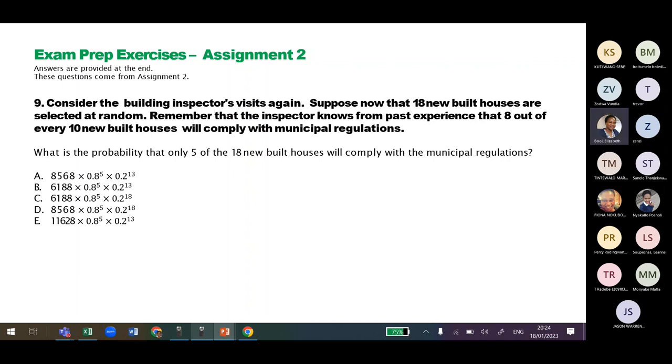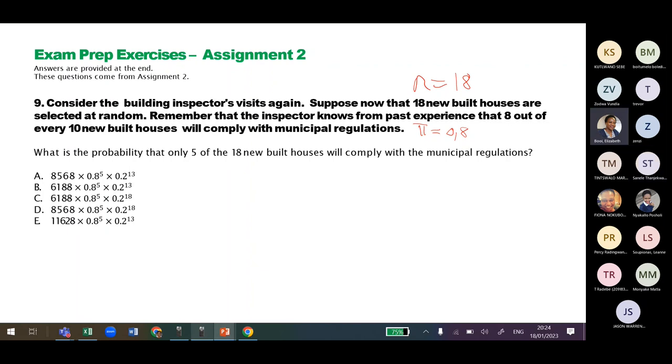Consider the building inspector again. Now they have built 18 new houses. So this is our N. 8 out of 10, which means our probability of success is still 0.8. But we have a new N. Our N here is 18. What is the probability that only 5 out of 18 built houses will comply with the municipal regulation?